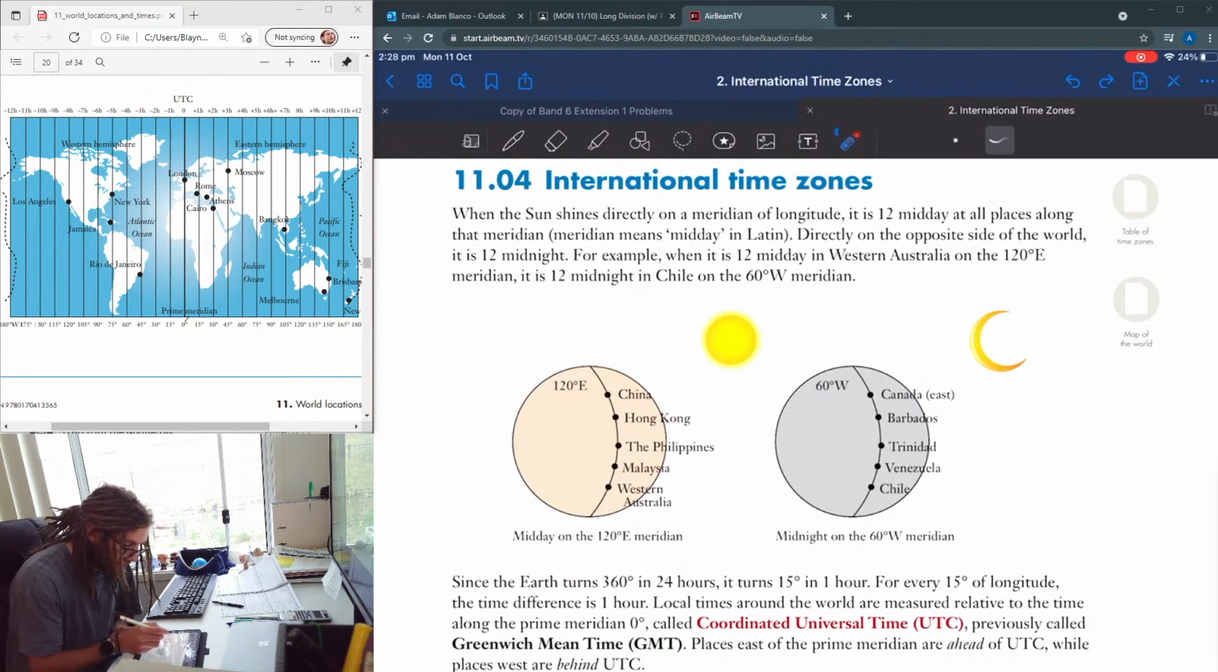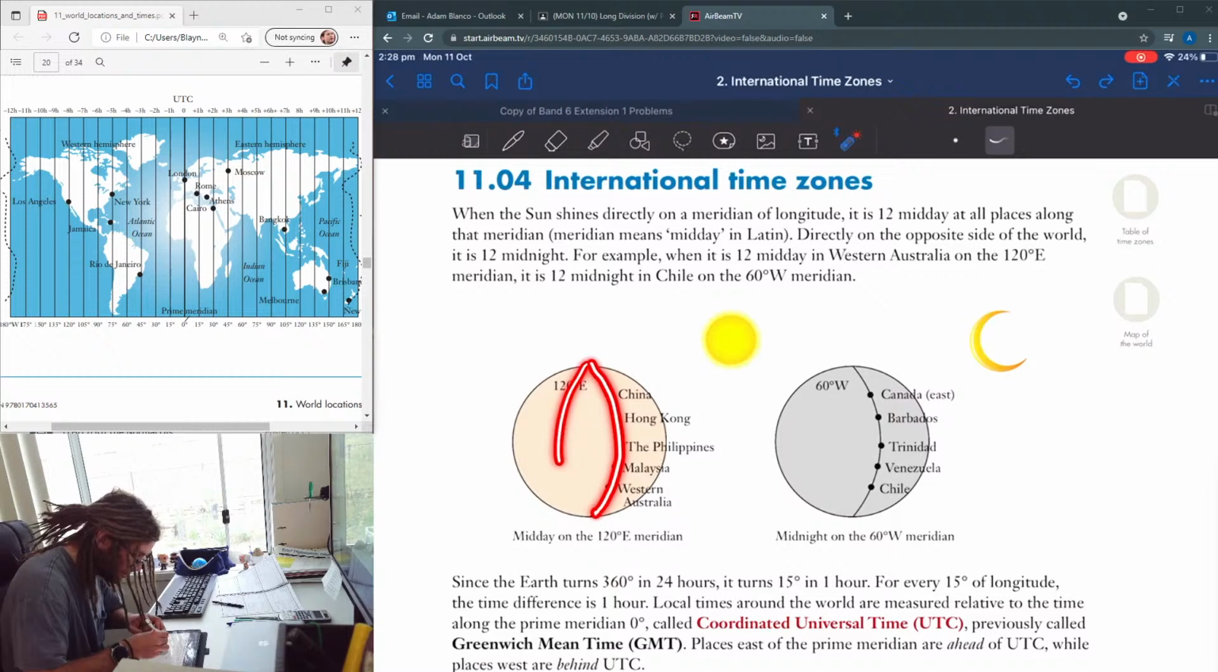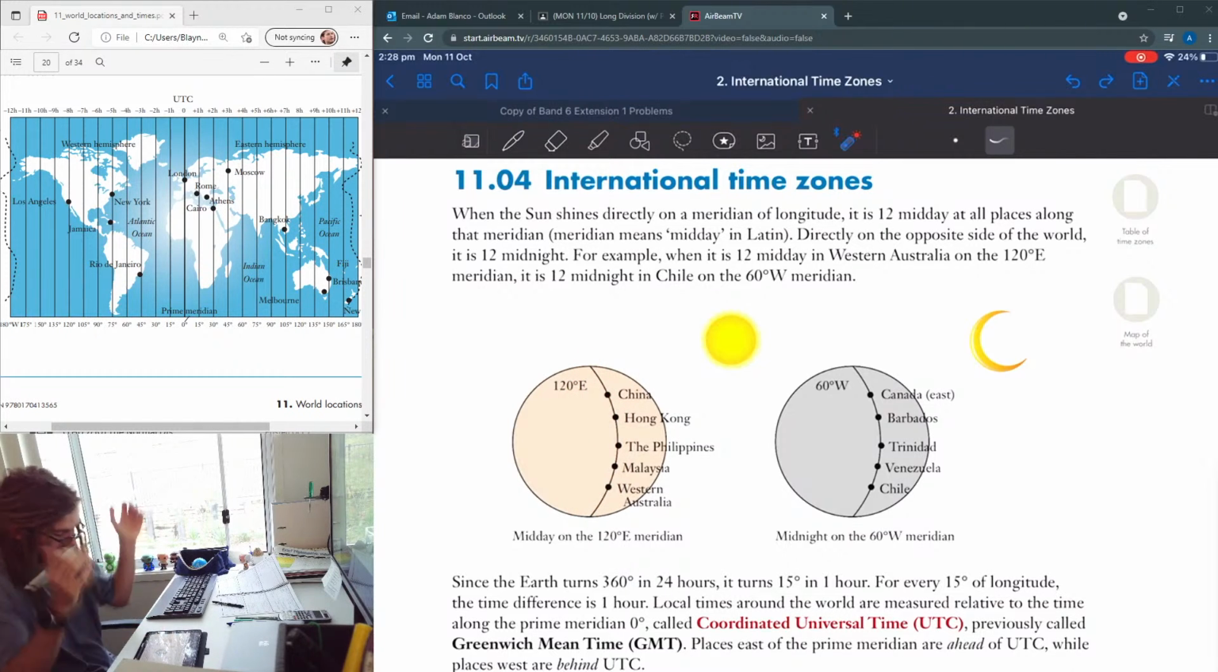It's saying that if the sun is directly over where your country is, on your longitude, then it's midday for you. I think that's kind of obvious. And when it is midday for you, it's not midday for somebody else. It's also saying that if you're on opposite sides of the world, then it's going to be midnight rather than midday. If it's sunrise on this side, then it's sunset on this side.